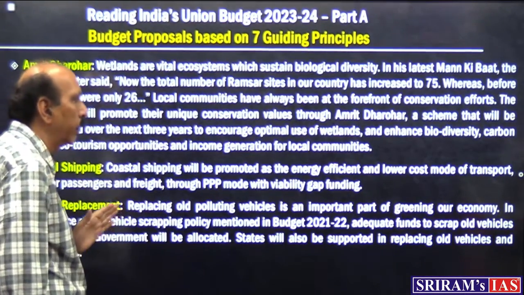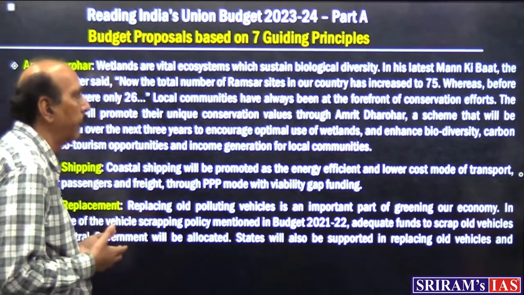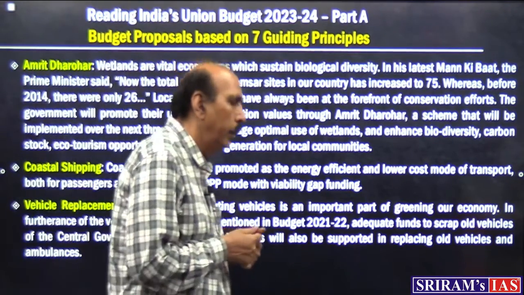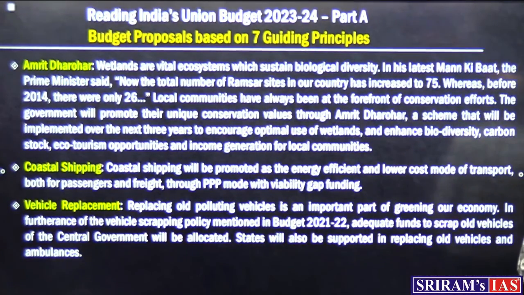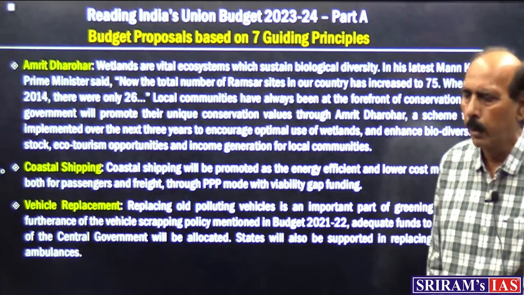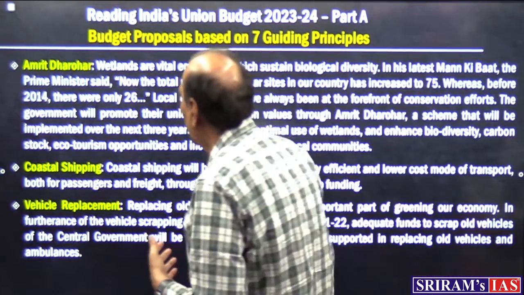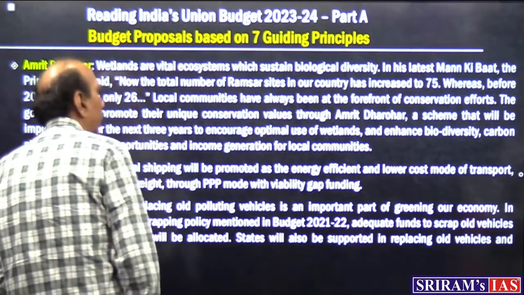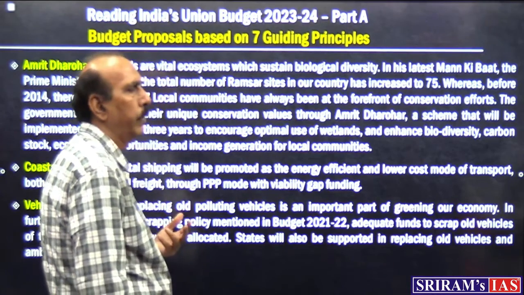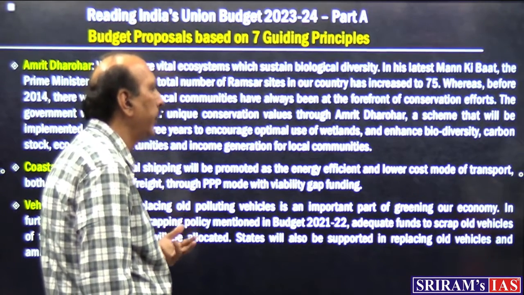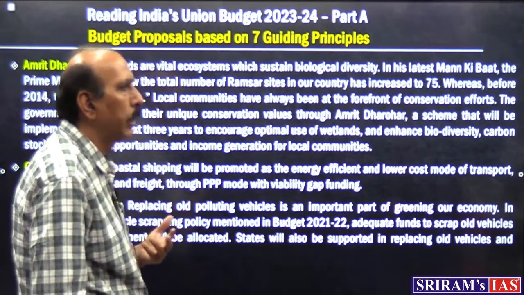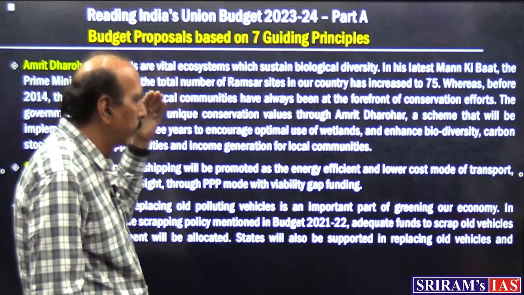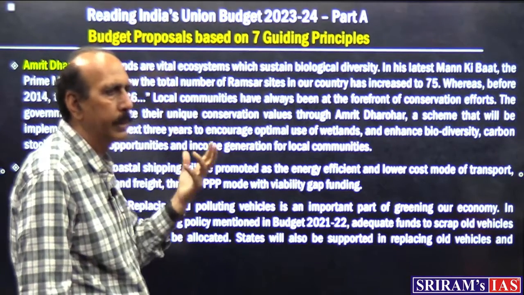The Amrit Dharohar. Amrit Dharohar is, there are certain wetlands in the country which are recognized as an international heritage, and already we have around 39 international heritage wetlands, and therefore they have to be maintained. Now this has to be increased to 75. It means these wetlands to be identified and to be used as a Ramsar Dharohar. Ramsar is a treaty.